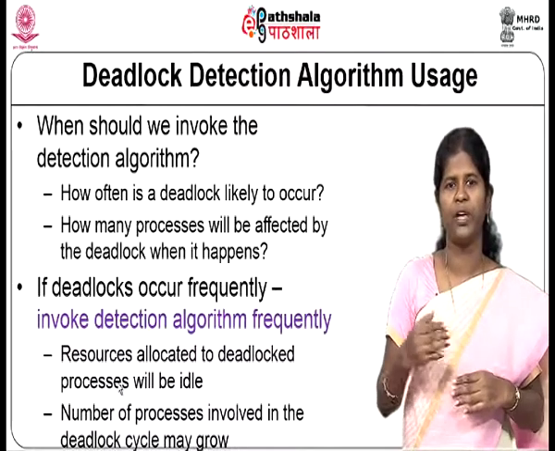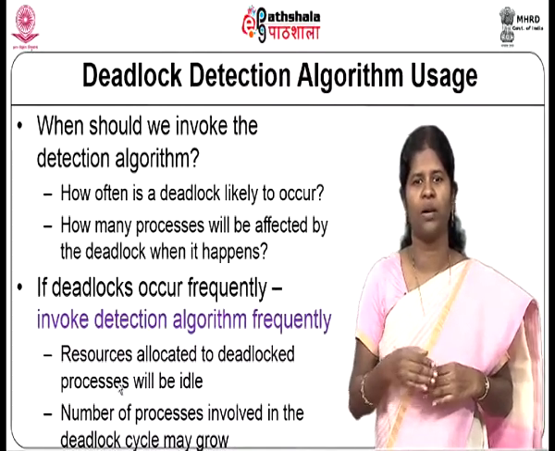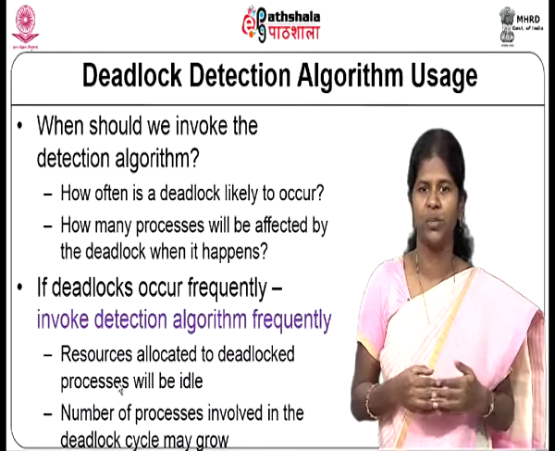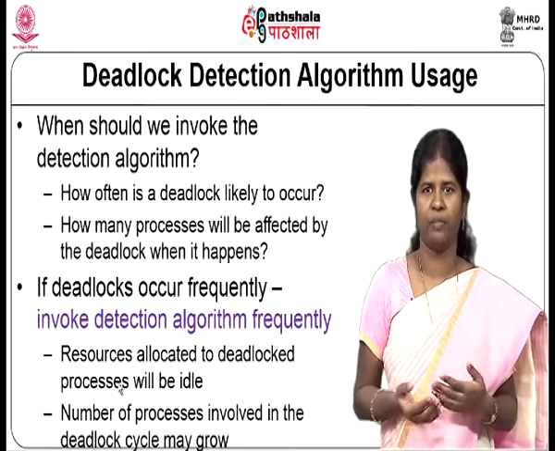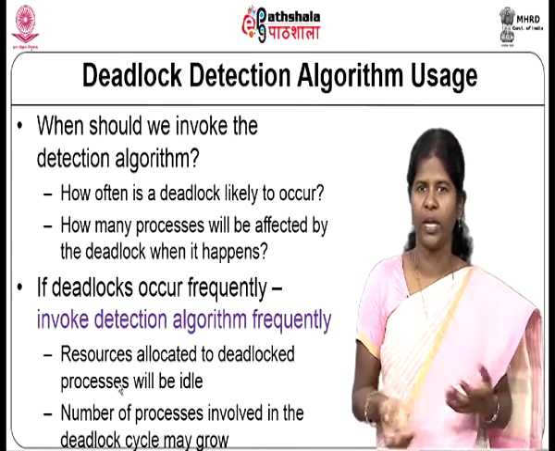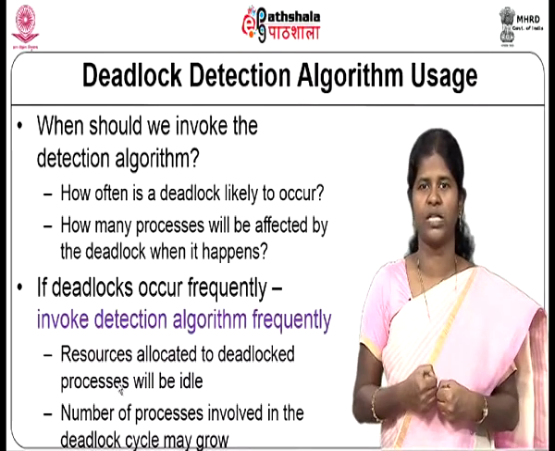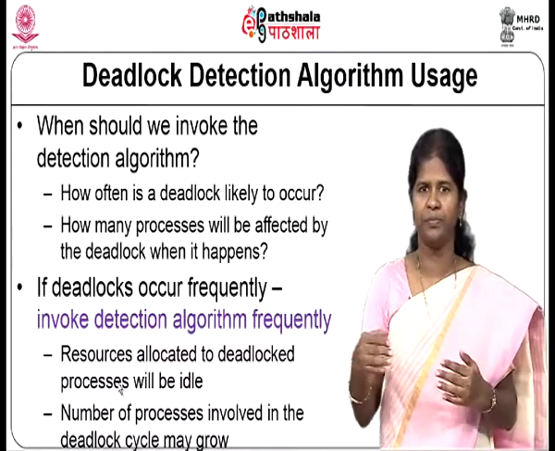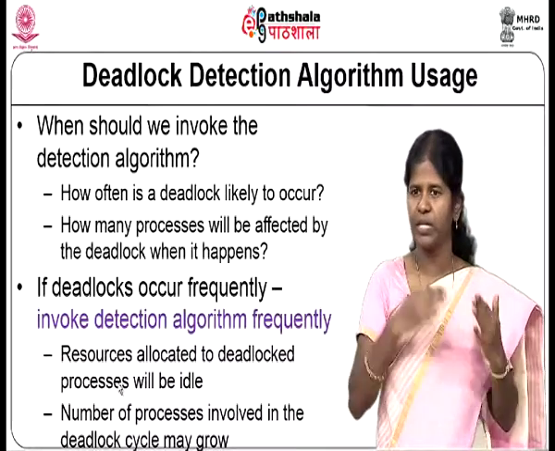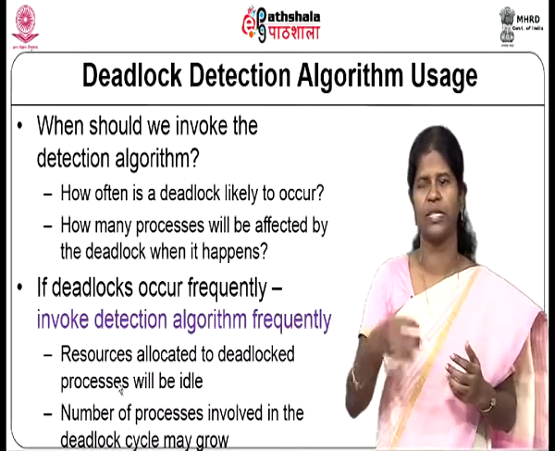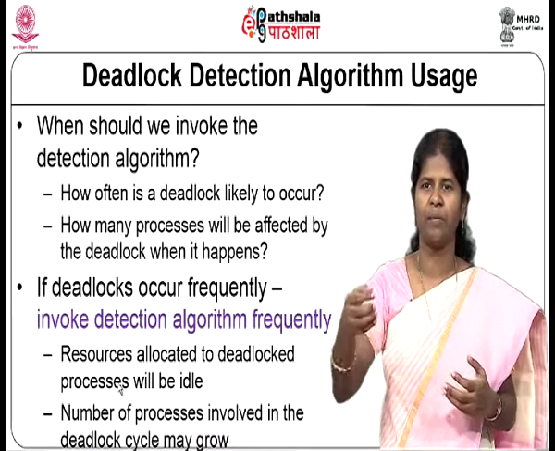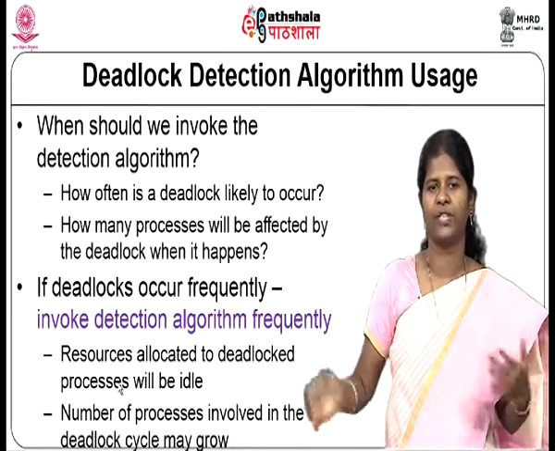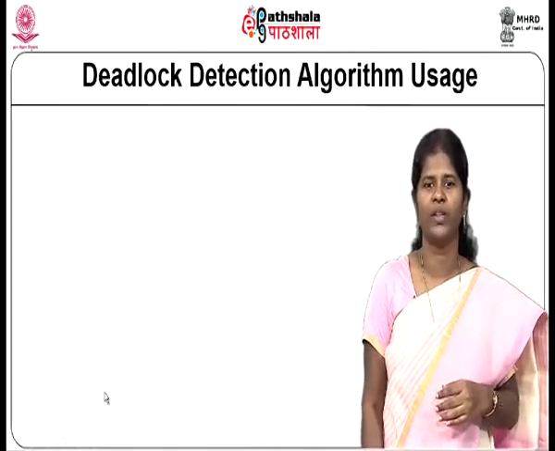If deadlock happens very frequently, then you need to invoke the deadlock detection algorithm very frequently. The resources allocated to the deadlocked processes will be idle, because the processes are deadlocked and not doing any useful work, but they are holding resources which they are not using at all. In due course of time the deadlock will grow. This process is deadlocked, waiting for a resource held by another process, and in due course some other process will wait for a resource held by the first process, and so on, and the number of processes involved in the deadlock cycle will grow.